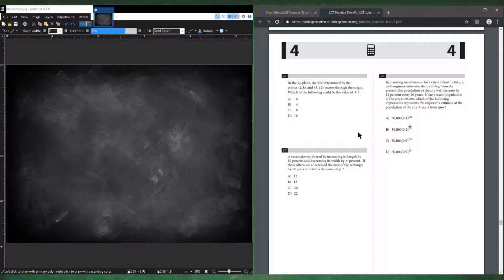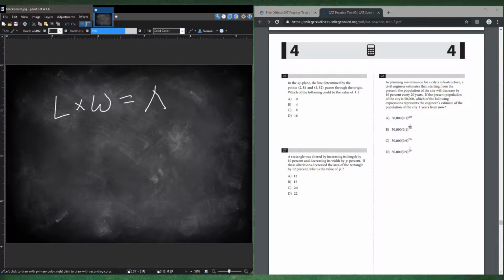A rectangle was altered by increasing its length by 10% and decreasing its width by p%. If these alterations decrease the area of the rectangle by 12%, what is the value of p? So let's say you have the length and the width. The length and the width multiply to the area. Now you increase the length by 10%, so it's 1.1 times the length, times, and you decrease the width by p%, so it's 1 minus p times W, is equal to, you decrease the area by 12%. So that means it's 0.88 of the area, because 1 minus 12% is 0.88.